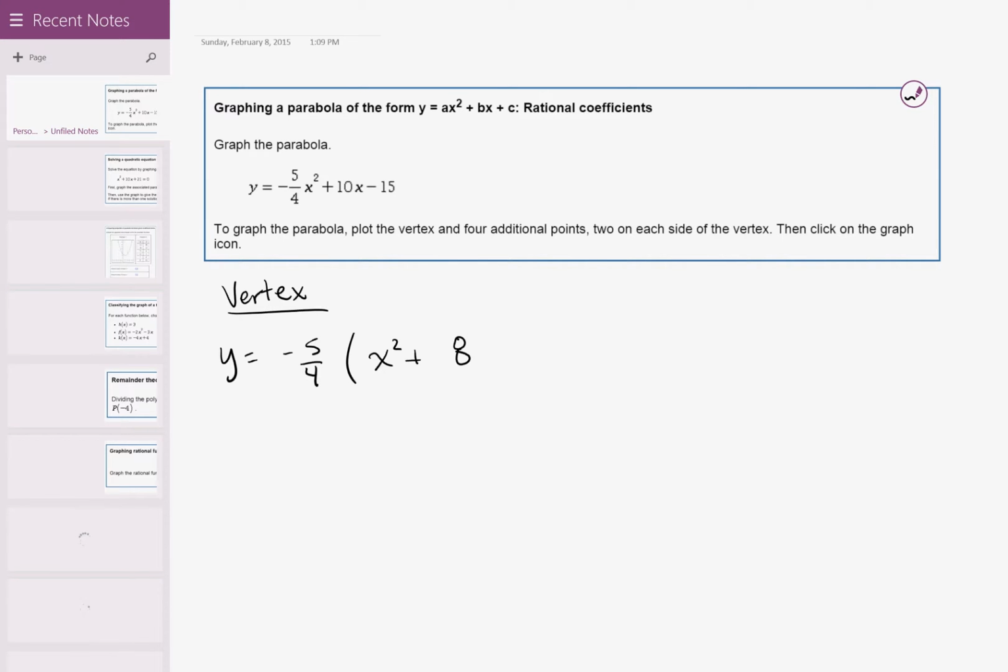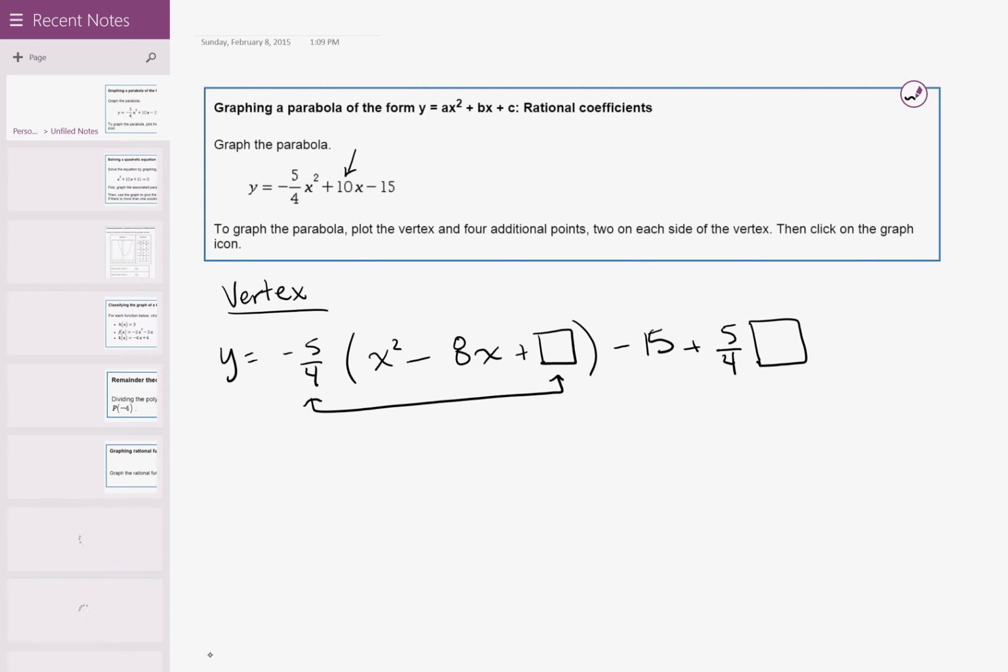minus. See, and here I go already making sign errors. Minus 8x. Negative 5/4 times negative 8 is positive 10, right? And then plus some box that makes a perfect square. And then I have minus 15 out here. Now I subtracted 5/4 of this box, so I have to add 5/4 of this box back in.